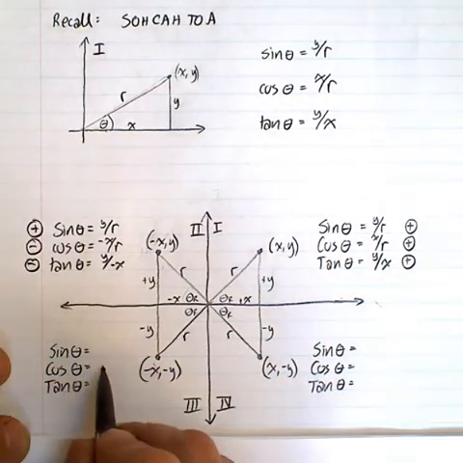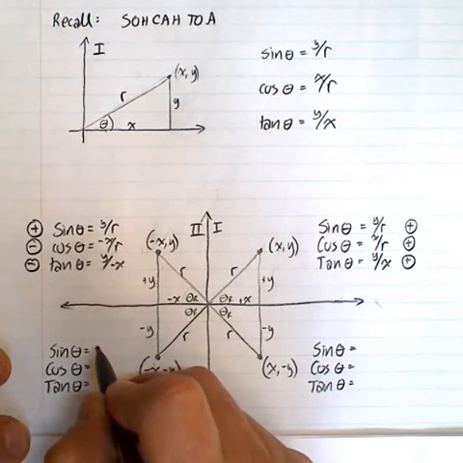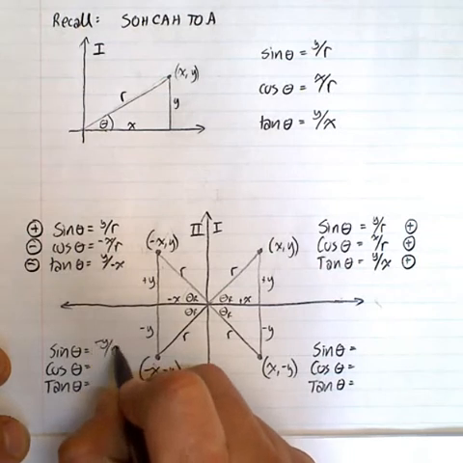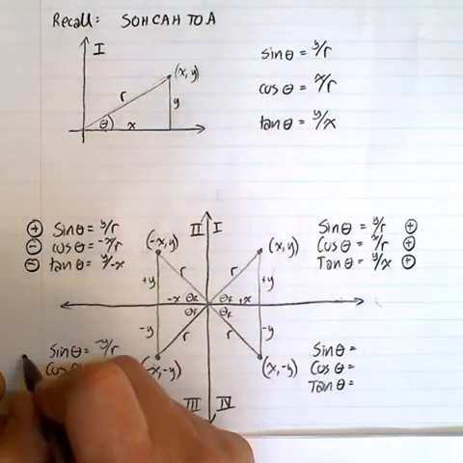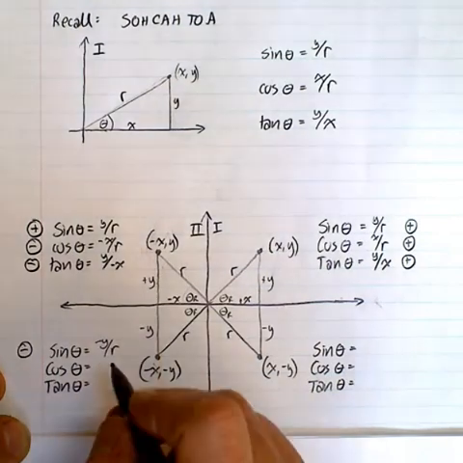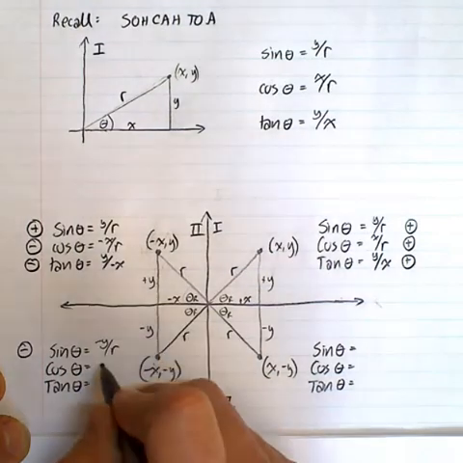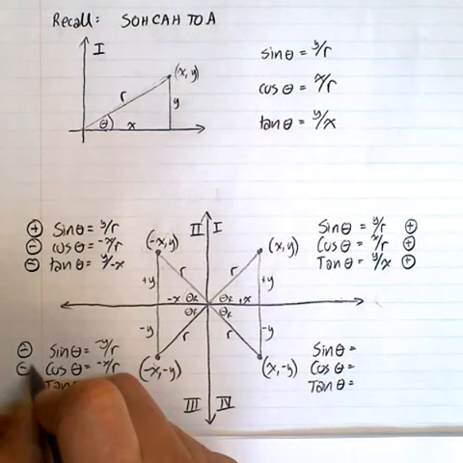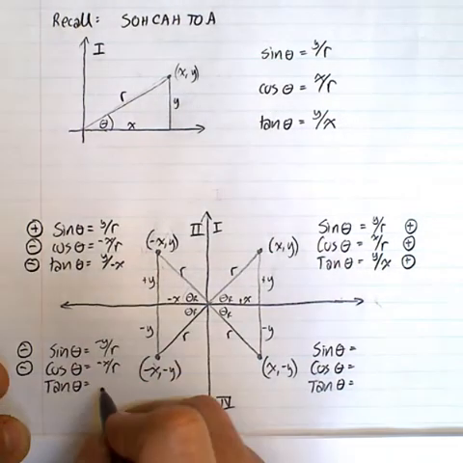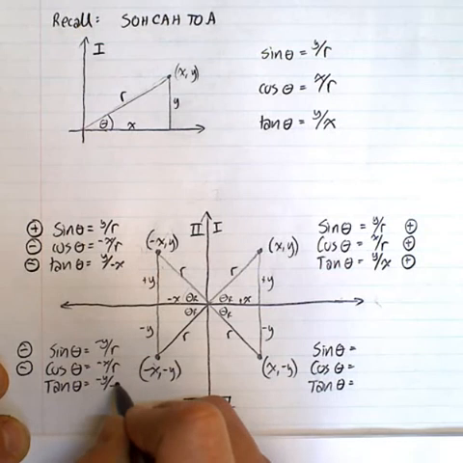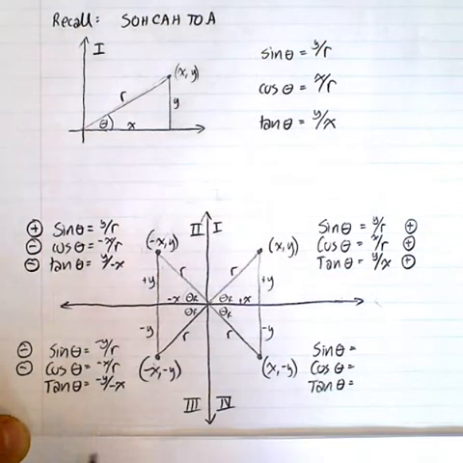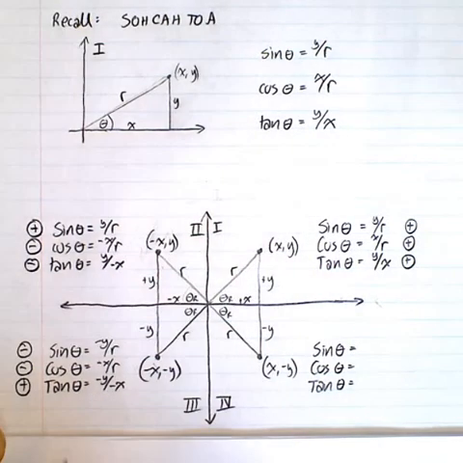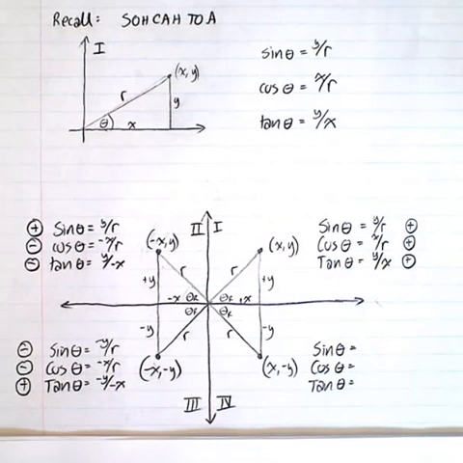So sine now is y over r. Y is negative. Negative y over r makes the sine negative. Cos is negative x over r, so that means that that's negative as well. Tan is negative y over negative x. A negative over a negative is a positive. Boom, we got tan as the positive trig ratio in the third quadrant.